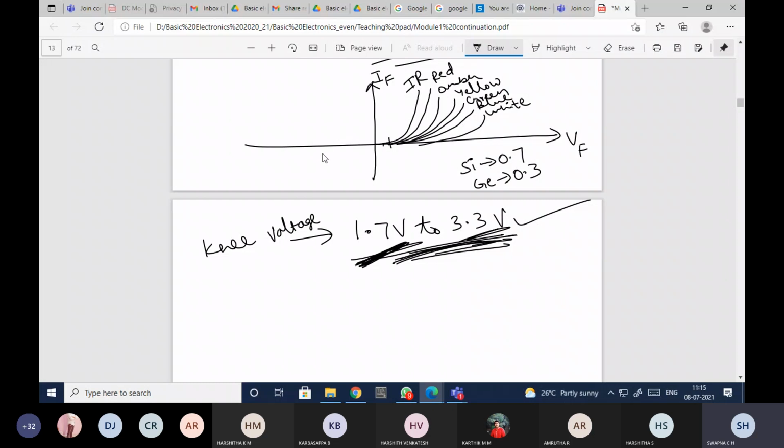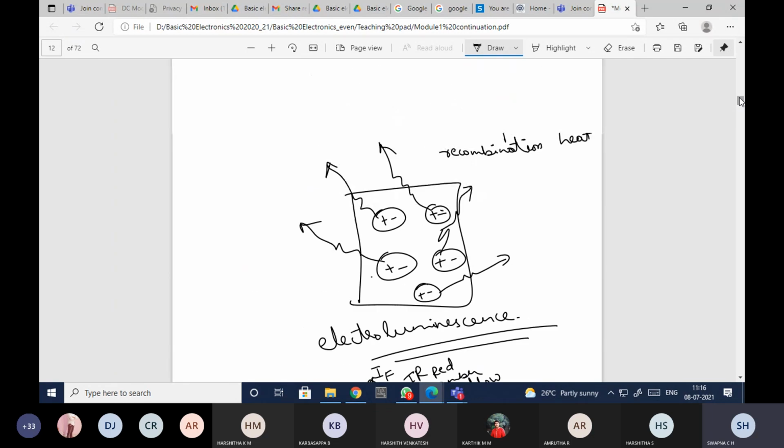Coming to reverse bias, it is the same as your normal PN junction diode. A very small current will flow because of the minority charge carriers, and when it is reverse biased, until VBR you will have a very small current. This is the maximum reverse current that can flow, which is said to be the saturation current, and it should not be used in the breakdown region. If it goes to the breakdown region, the diode will be damaged. So these are the characteristics of your LED.